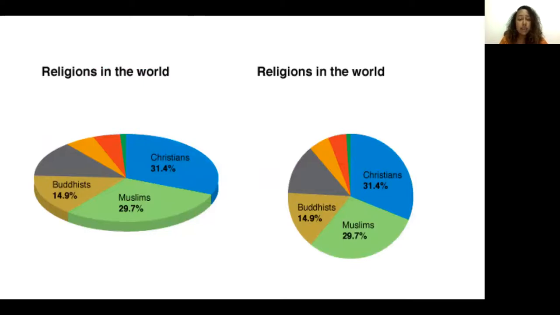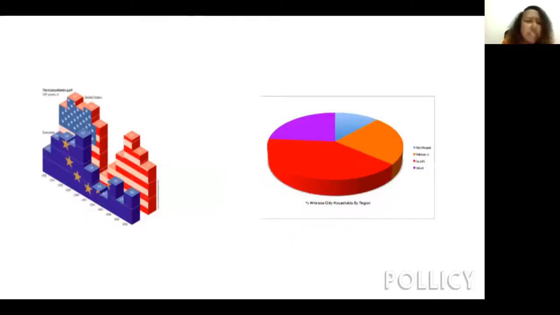You can see here in this example, in the 2D chart, it shows you Muslims are 29.7% in the world. But if you look at the 3D chart, it makes it look like Muslims actually are a much bigger proportion of the entire chart than they actually are. Another one is here, and it's just so bad. I just don't even know what's going on here. But just, yeah, don't do that.